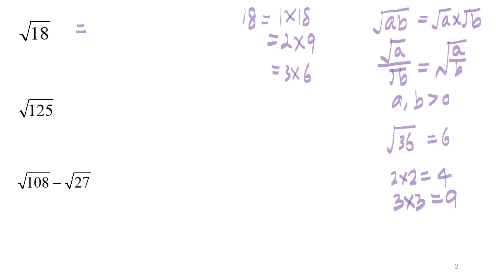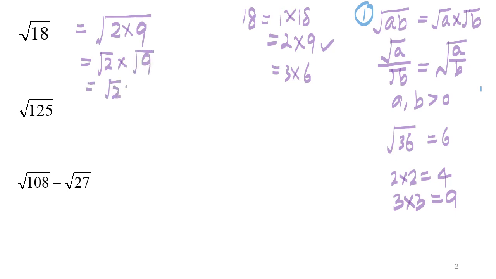So we can just rewrite 18 as 2 times 9, and we can apply the first rule here. That gives us square root 2 times square root 9, and square root 9 is 3. So we can write it as 3 times square root 2, and we can further simplify it as 3 square root 2. So 3 square root 2 means 3 times square root 2.